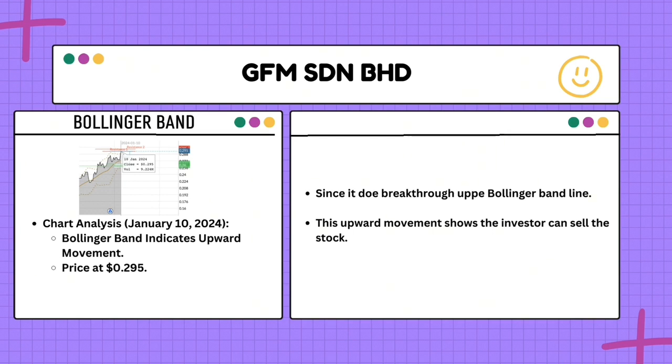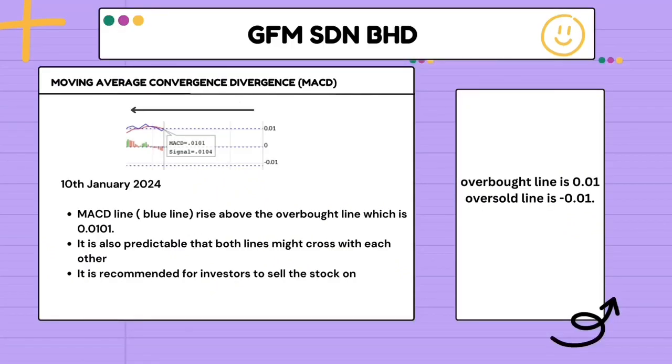A sell signal was observed around 10 July 2024 when the stock price picked up about 0.295 and touched the upper Bollinger Band, which is an overbought condition. Investors should act on this signal and sell the stock.